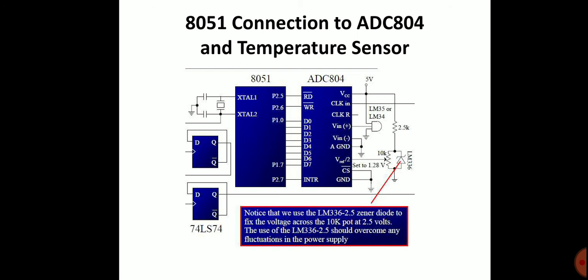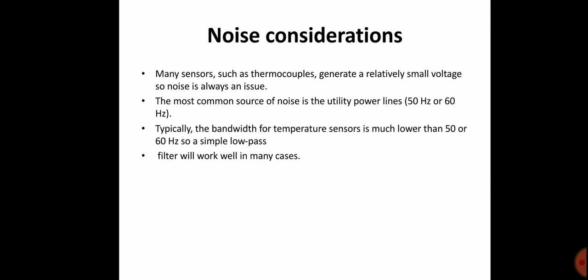Now, the noise consideration in the sensor circuit. Many sensors such as thermocouples generate relatively small voltages, so noise is always an issue. The most common source of noise is usually the power lines, that is 50 Hz or 60 Hz. Typically, the bandwidth of a temperature sensor is much lower than 50 or 60 Hz. A simple low pass filter will work well in many cases.